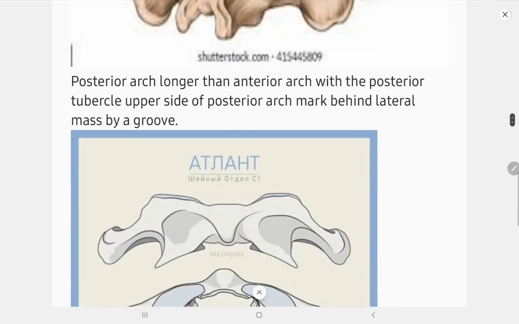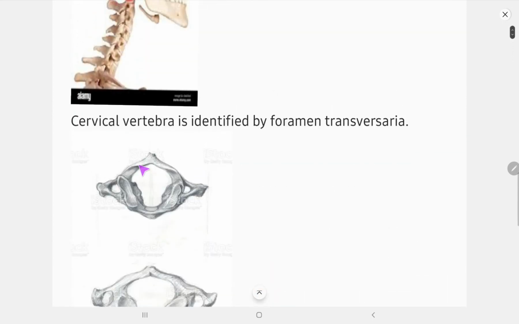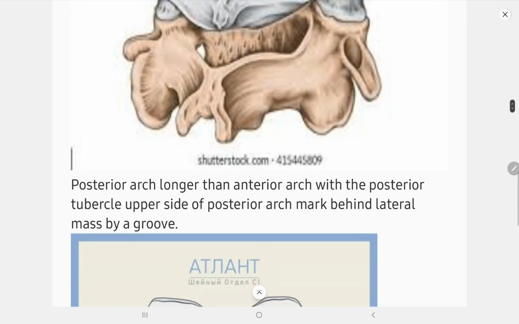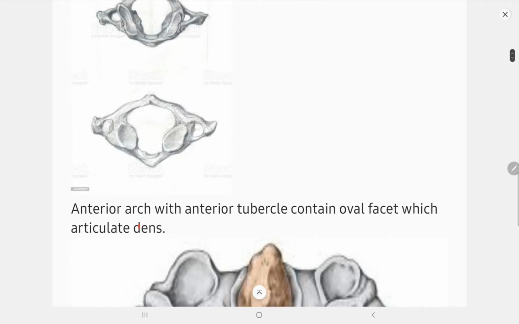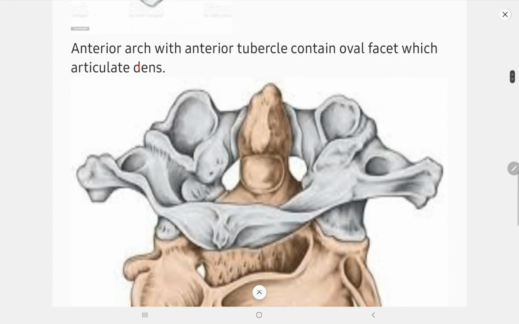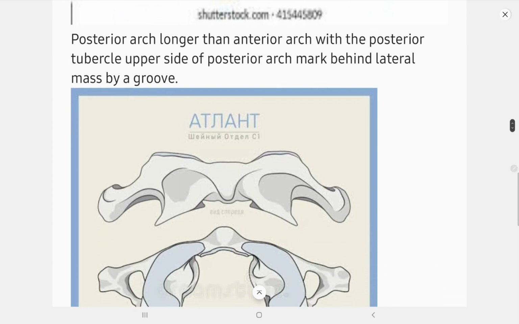We can go to the next part. Posterior arch is longer than anterior arch. We can see here that the posterior arch is longer than the anterior arch. This anterior arch is small and the posterior arch is a little bit bigger and longer. With the posterior tubercle upside of the posterior arch, marked behind a lateral mass by a groove. I have explained already here. We have a groove in the posterior part of the atlas, which gives the path for the vertebral artery to pass through it.